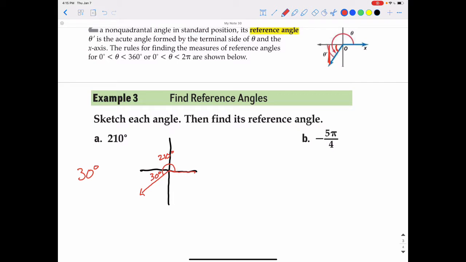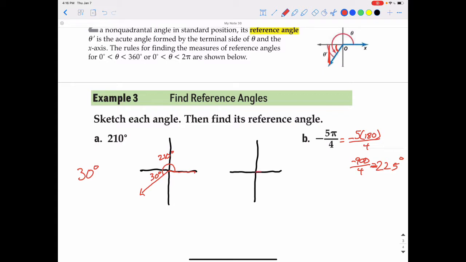Part B has you find the reference angle for negative 5 pi over 4. For right now, I think it might be best to change negative 5 pi over 4 to degrees. To change that to degrees, we replace the pi with 180 degrees. So this would be negative 5 times 180 divided by 4, or negative 900 over 4, which is negative 225 degrees.